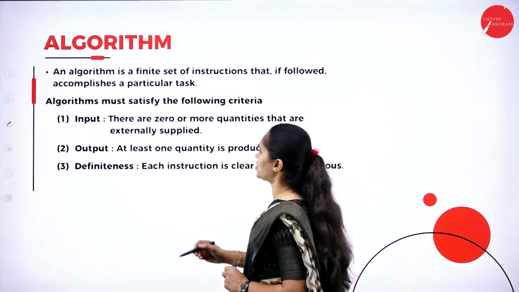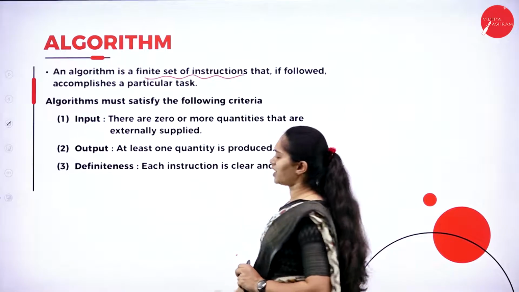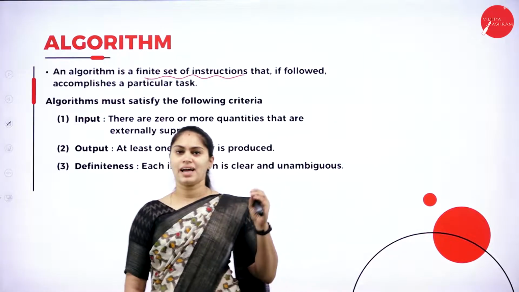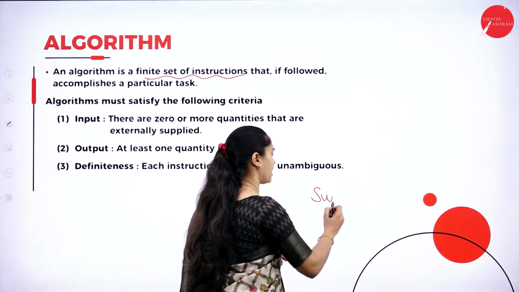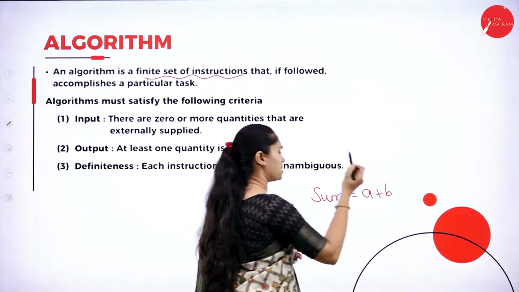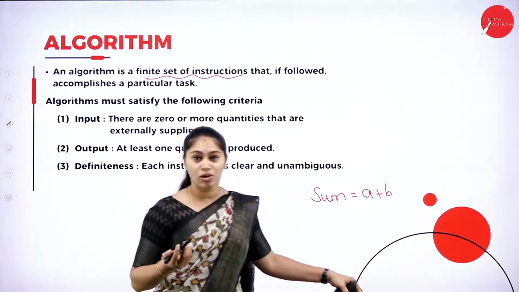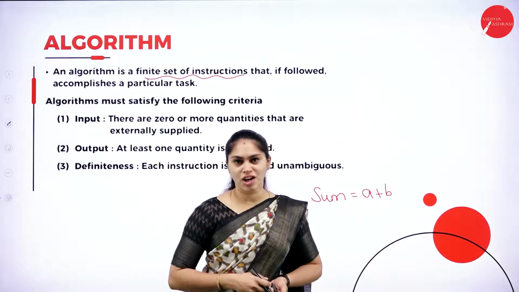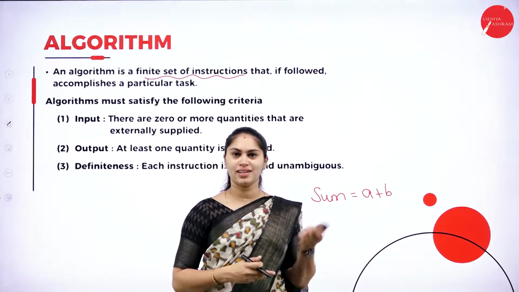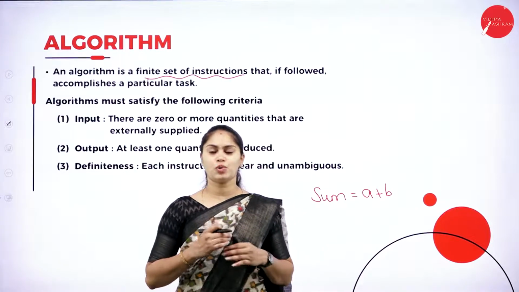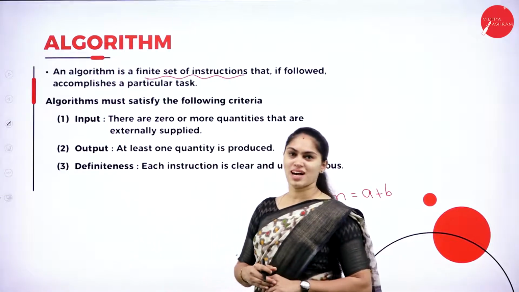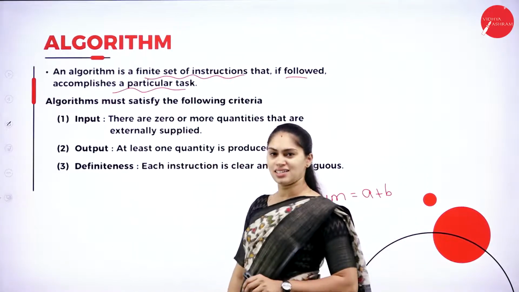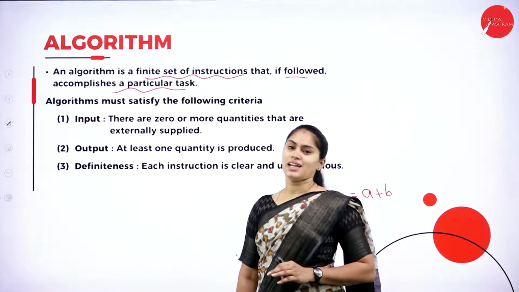So now we'll see the definition. An algorithm is a finite set of instructions. It must be finite. For example, if I want to perform addition of two numbers, let me consider that as sum = a + b. In order to find this, an algorithm should not take more than 4 or 5 lines of code. It should not take 100 or 200 lines of code to solve a simple problem. That means it must be finite. Within a certain number of steps, it has to produce the result, so that if followed, it will accomplish a particular task. Why are we writing this algorithm? Mainly to solve a particular problem.